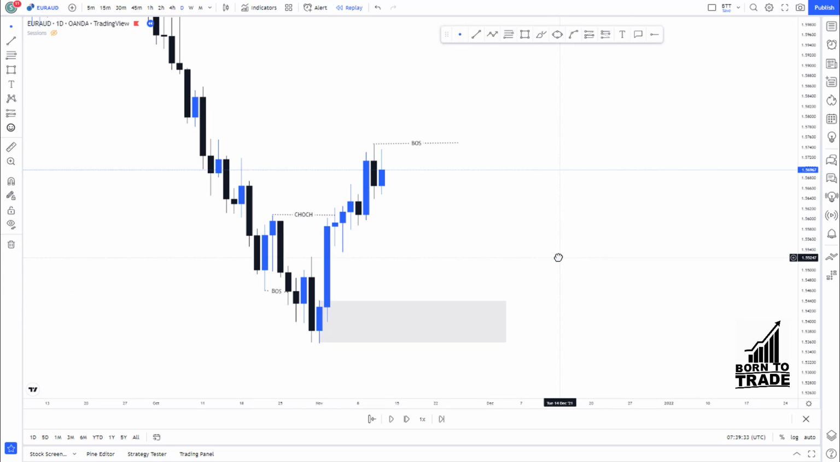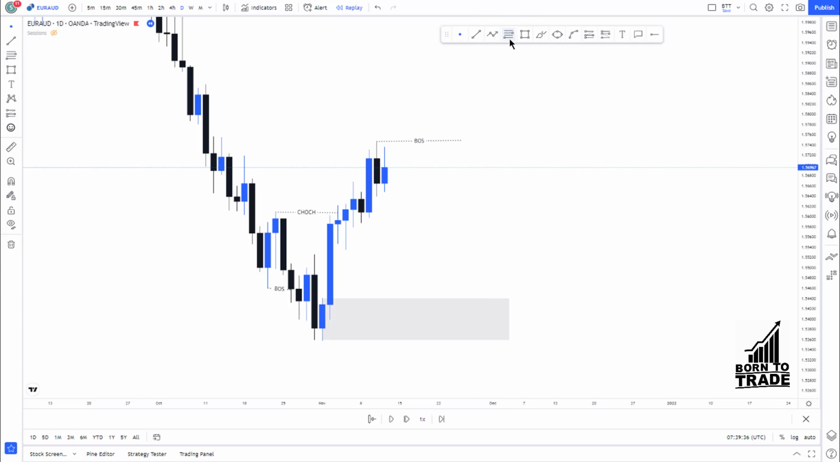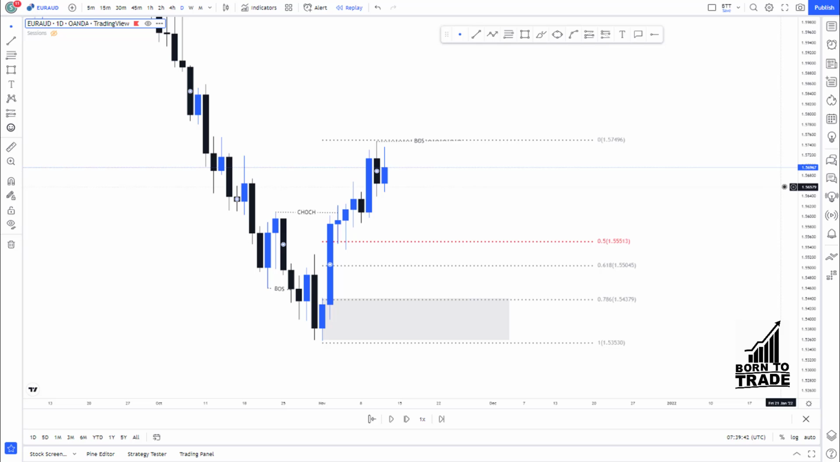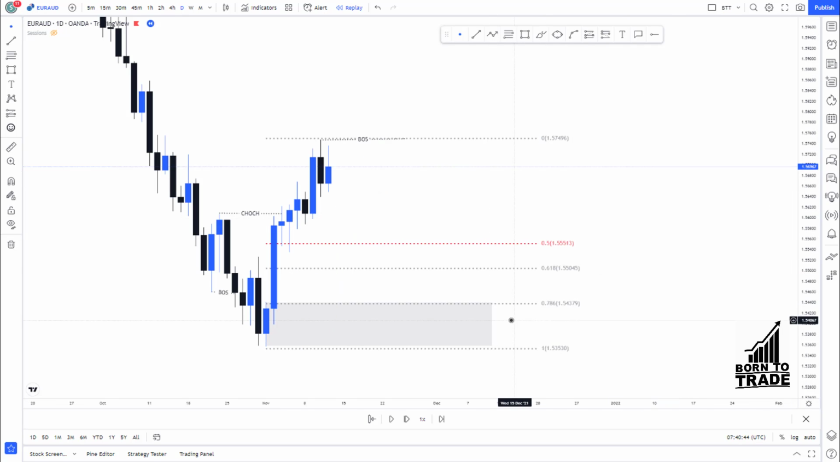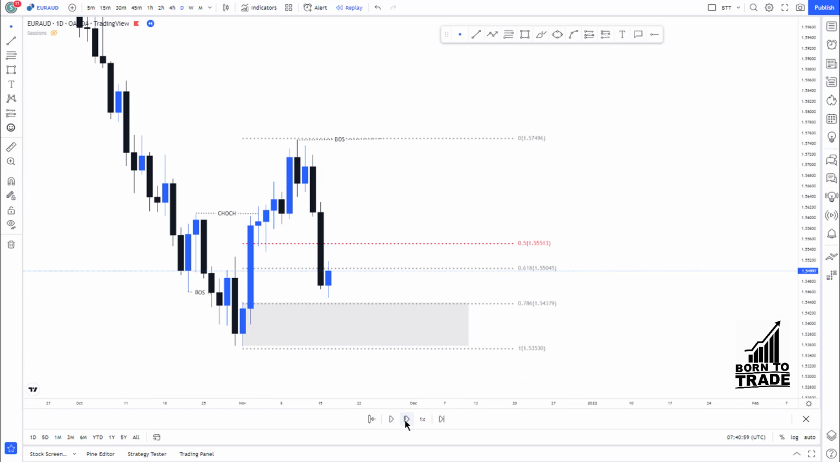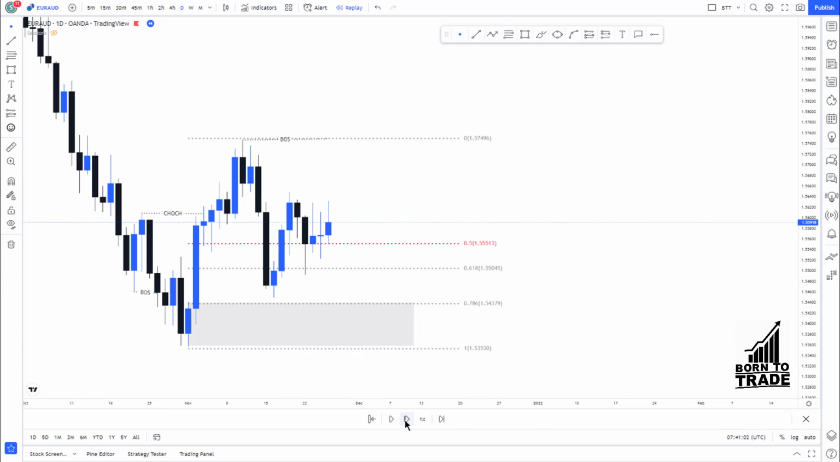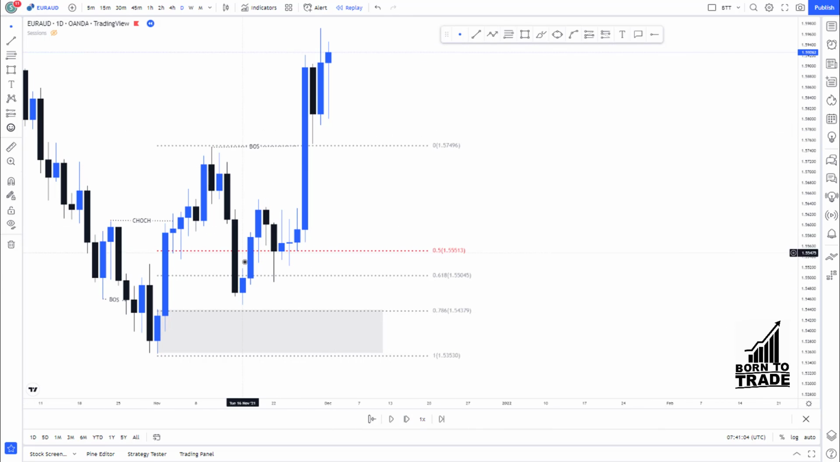Okay, what you want to do right now is to bring your fib tool, select your fib tool, and measure from that low to the highest point. Since we have only one zone, see the zone aligns with the 0.786 level, and this just increased the strength of your zone. Okay, so playing price forward, what do we see? Price came very close to the zone, but it couldn't get to our zone. Instead, it filled the inefficiency right here, and price pushed to the upside.